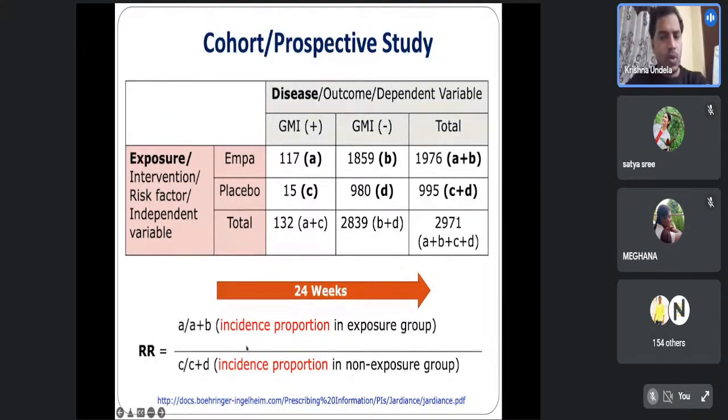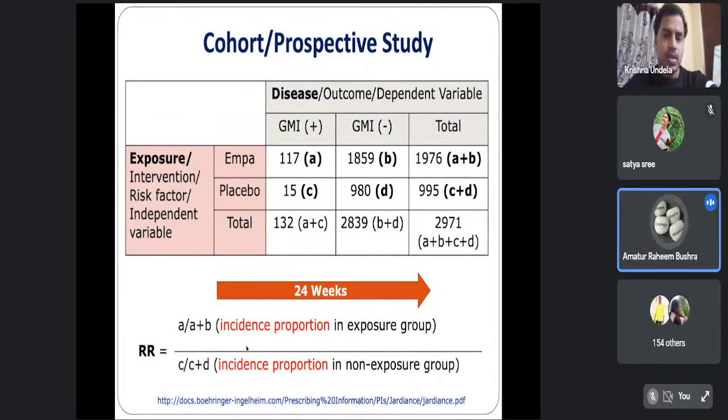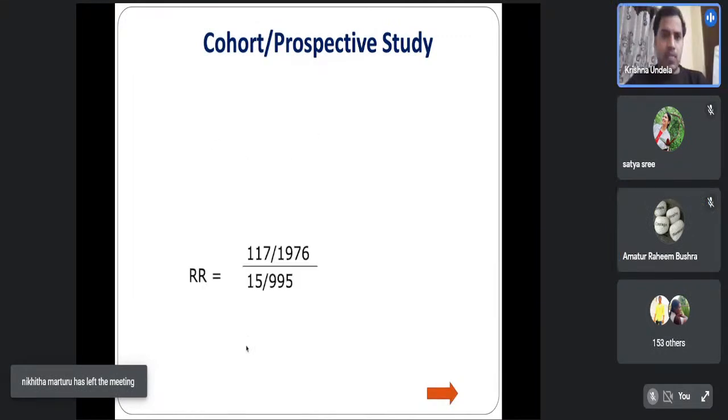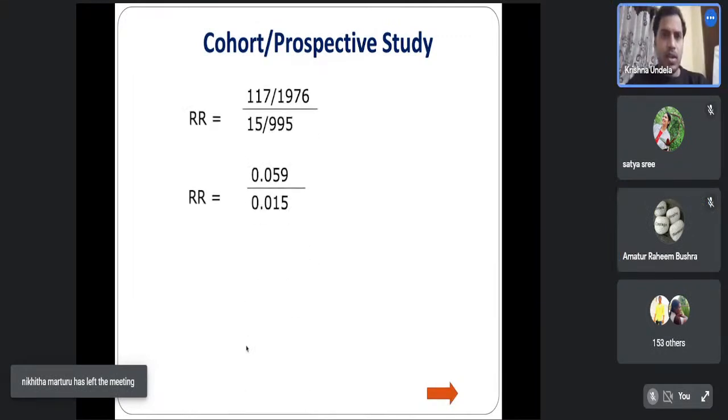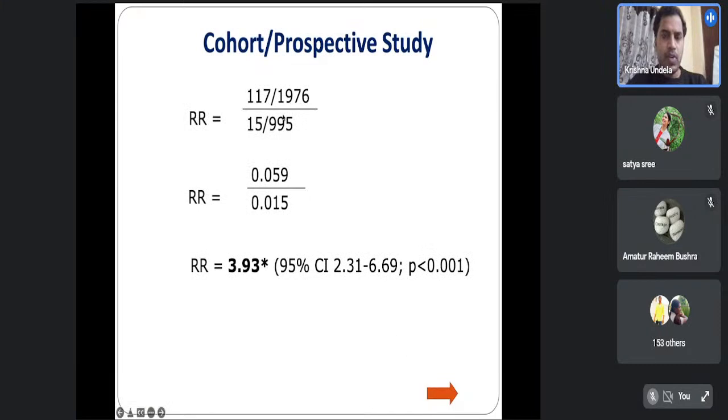Anyone got any value? 3.94. Let's see how much I have. Relative risk: 117 divided by 1976, 15 divided by 995, so 0.059 divided by 0.015. Finally, I have a value of 3.93. So 3.93 is the relative risk value.